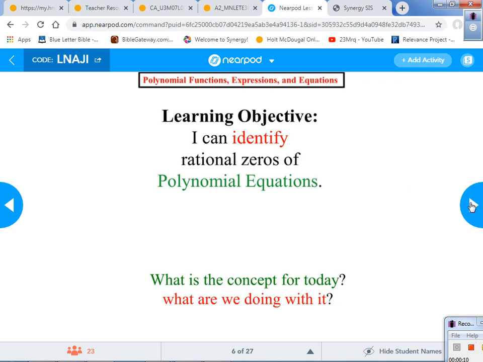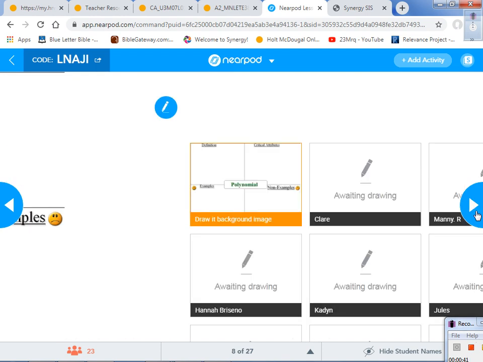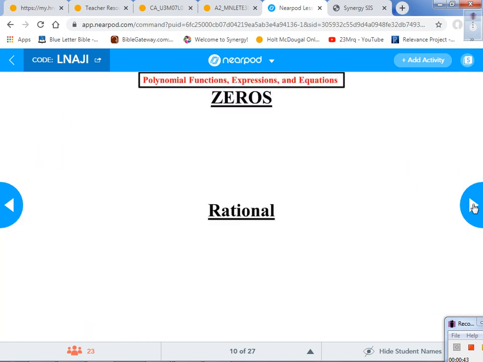All right. Our objective, once again, I can identify rational zeros of polynomial equations. We're still on the same objective. Today we're going to look at a couple more things that we needed to see in order to finish up. You saw some of those things in yesterday's homework with number 6 and also number 12. Some of you got a little bit stuck, but I'm going to show you a couple of things that we can do from there. So we don't need a review. We already know what polynomials are.